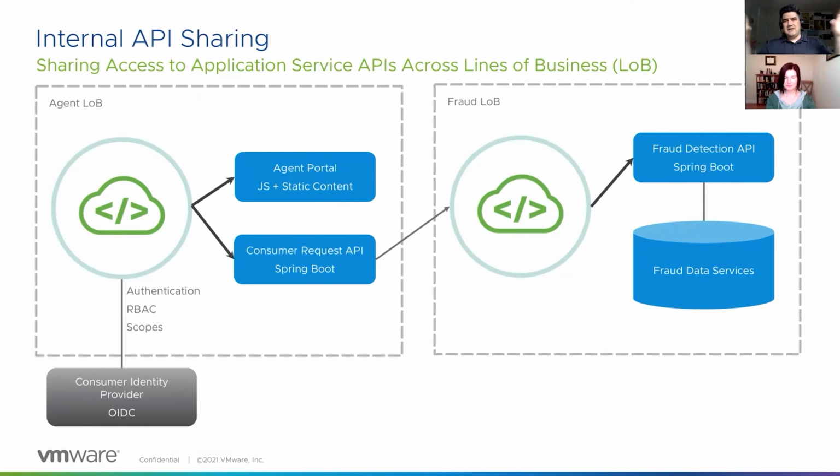All of a sudden, each of us can have our own gateways with our own security policies. Maybe they're in the fraud division, and they're using client certificates or MTLS, some kind of thing other than single sign-on. Then we're accessing the fraud detection API with an authorized access token, and that is going to fraud data services. This might be Spring Cloud Data Flow or something like that behind the scenes, checking on whether or not we should allow this request. So this is your internal API sharing. We're working with each other across lines of business.